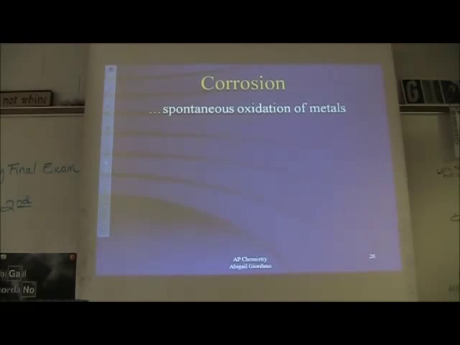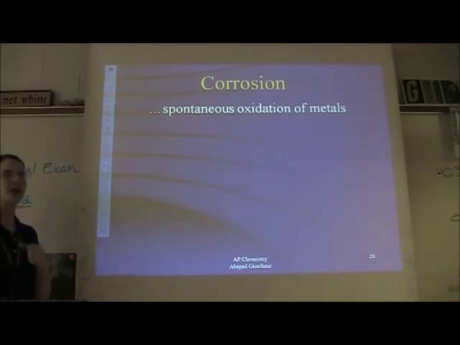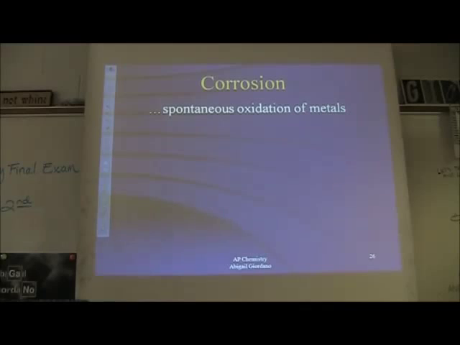Rust is a form of corrosion, but it is the corrosion of one specific metal, iron. You can't say nickel is rusting. You could, you're right, but you would be wrong and you would get on my nerves, because that's wrong. You say nickel corrodes. You don't say it rusts, because that is very specific to iron.